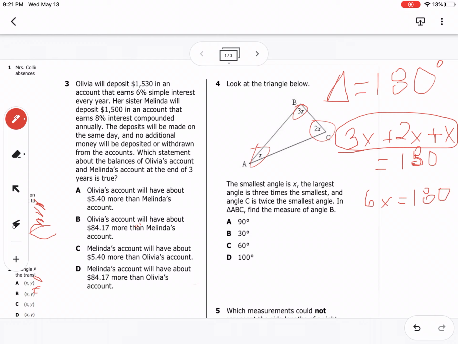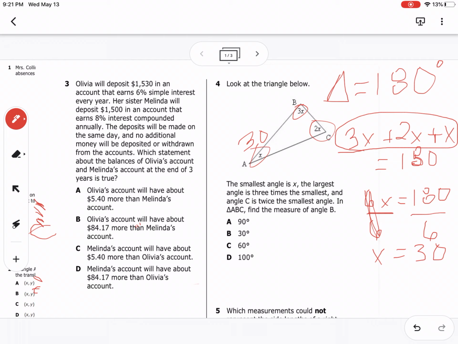Now we need to get the x by itself. Right now we're trying to find angle A, which is x. So we divide by 6 on both sides, cancel out the 6 here, and we have the x by itself. X equals 180 divided by 6, which is 30. All right, so x equals 30.